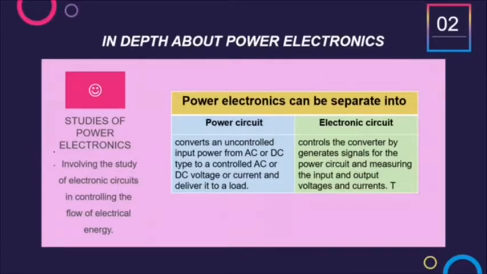What is the power circuit? The power circuit converts and controls input power from AC or DC type to a controlled AC or DC voltage or current and delivers it to a load, while the electronic circuit controls the converter by generating the signal for the power circuit and measuring the input and output voltage and current.